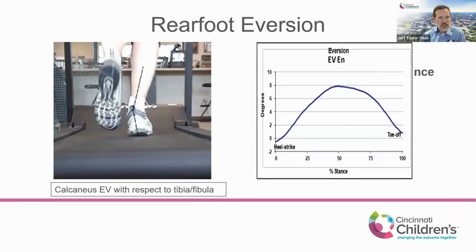Finally, switching gears now to the foot and ankle, we're looking at rear foot eversion here. Rear foot eversion is the calcaneus position with respect to the tib-fib. Most runners land slightly inverted, and then around mid stance is when most runners hit peak rear foot eversion, and then the foot will resupinate and move towards an inverted position again at toe off. When we get to gait analysis, we can discuss more the relationship between this value and the risk of sustaining certain running related injuries.